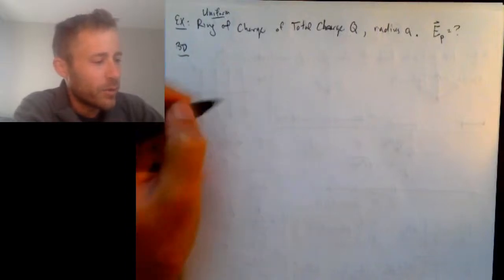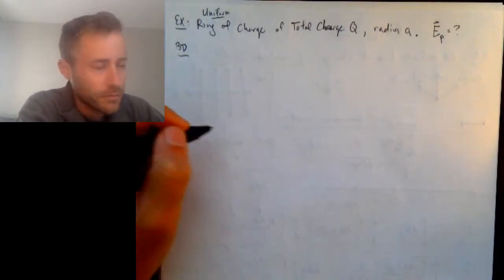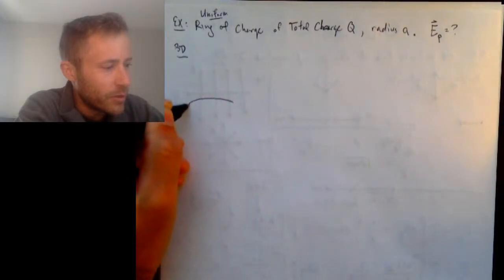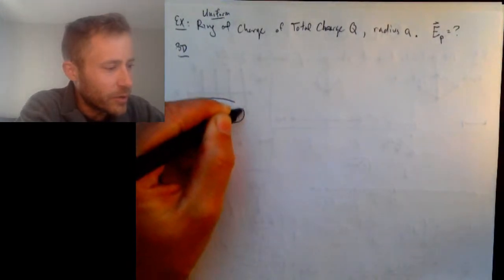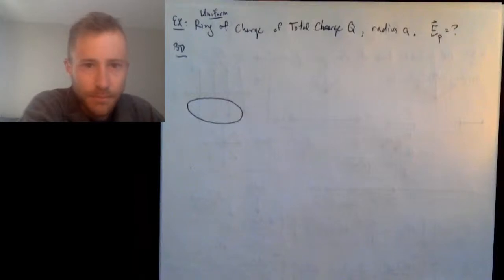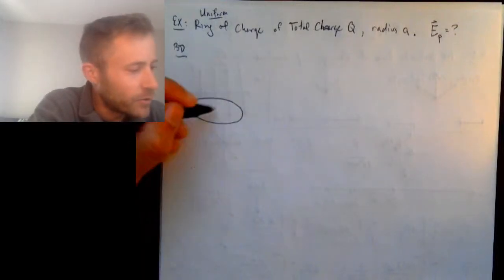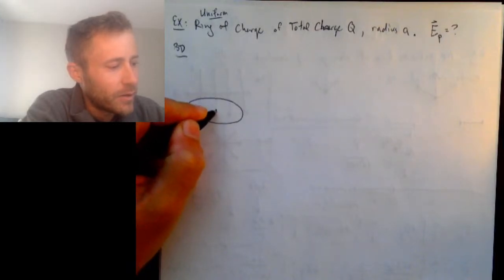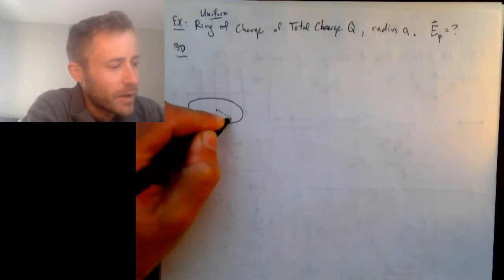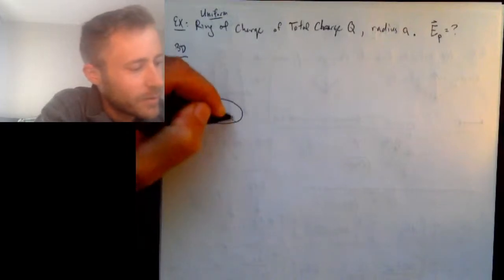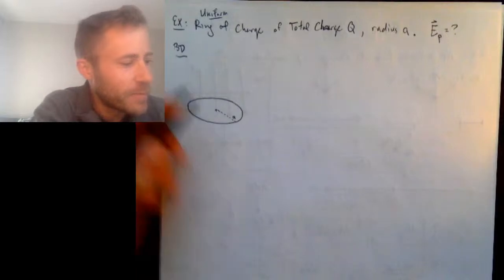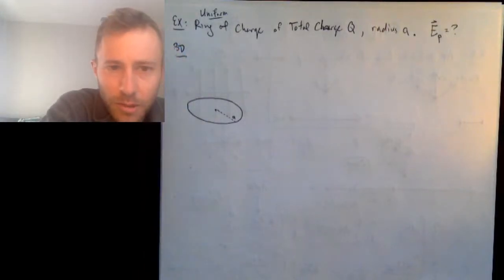So if you have a ring of charge, and you're looking at it from a 3D perspective, it's going to kind of look like an oval. Here's the center of the ring, and the ring has a radius A. So that length is A. Now let me tell you where the point P is.